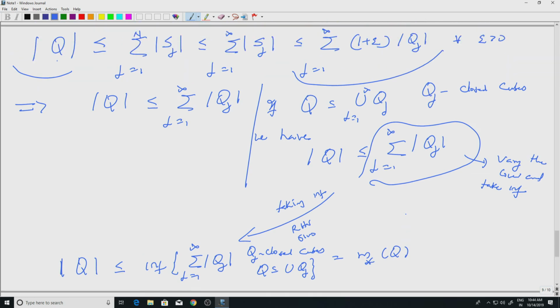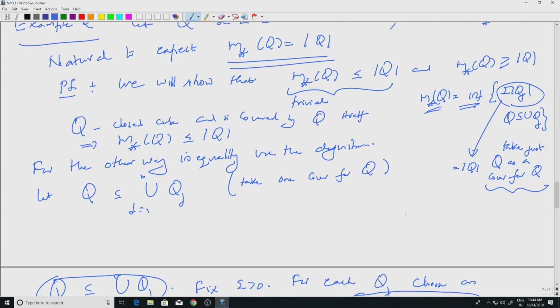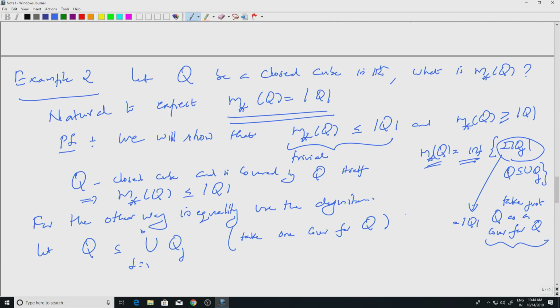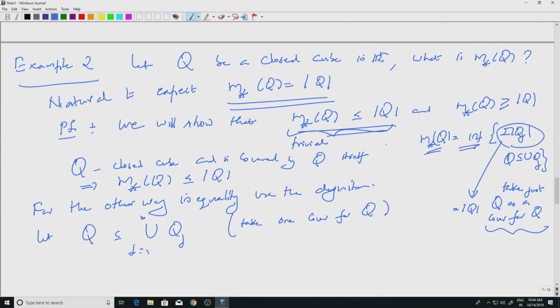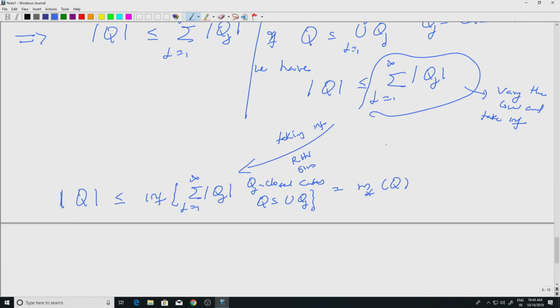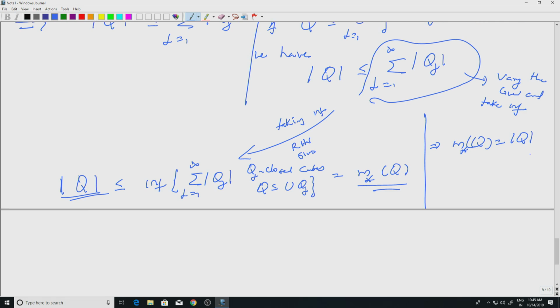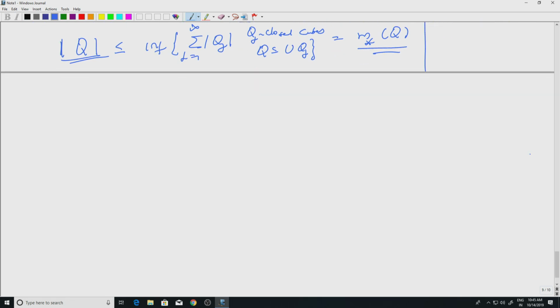So, let us recall the first inequality, which was easy to prove, showed us that m star Q is less than or equal to mod Q, and then we showed that mod Q is less than or equal to m star of Q. So, all this will imply that m star of Q is equal to mod Q. So, in this example we proved that if I have a closed cube, its volume is the outer measure.